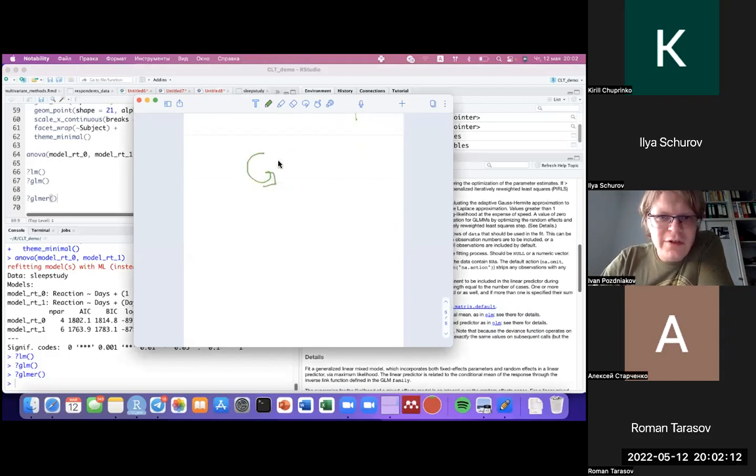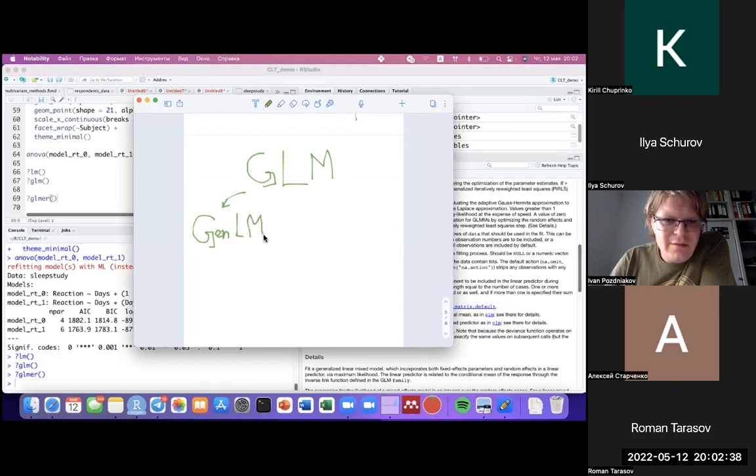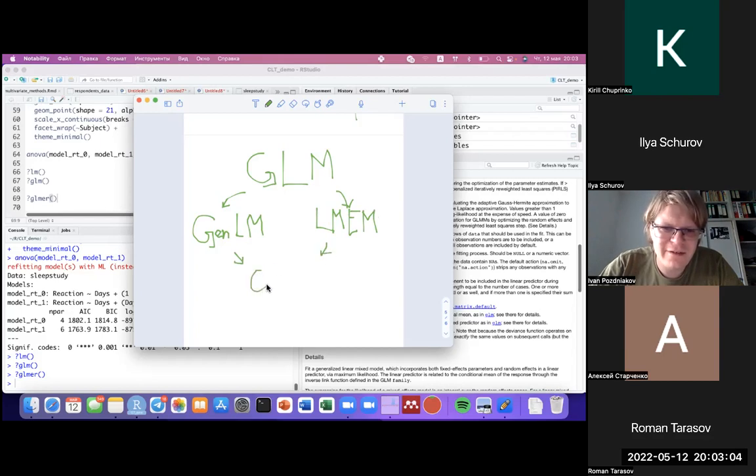So here is a GLM. Here you have generalized linear mixed effects. And taken together, you can have generalized.